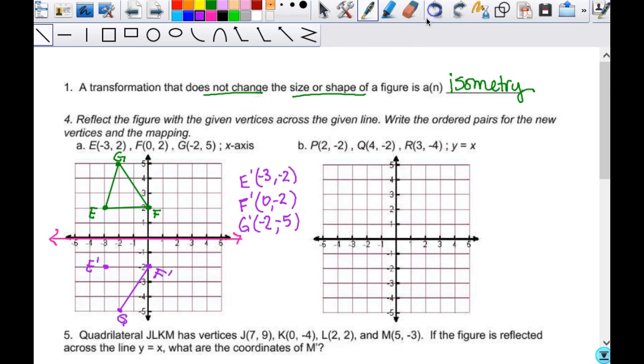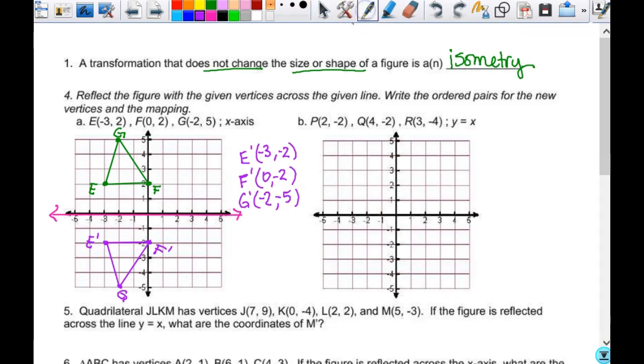Oh, that pen is not right. There we go. And then it says that I also need to write this in the mapping. So x, y maps to what? x, negative y. Good. So that's your general rule there. Alrighty.